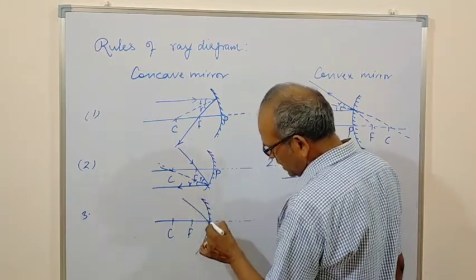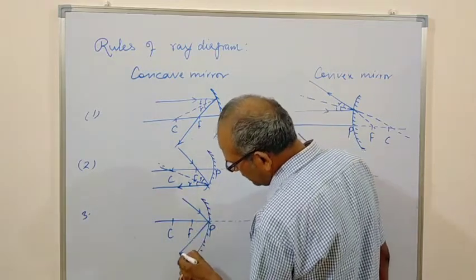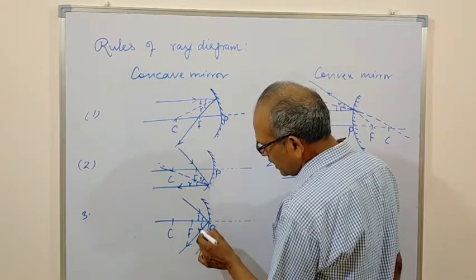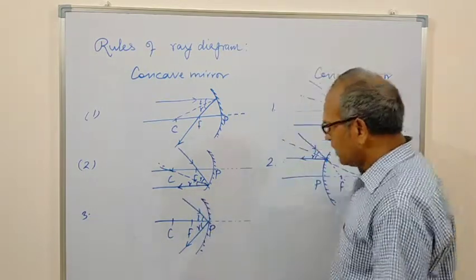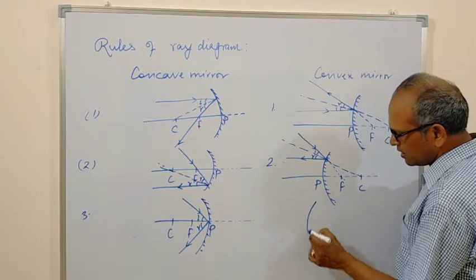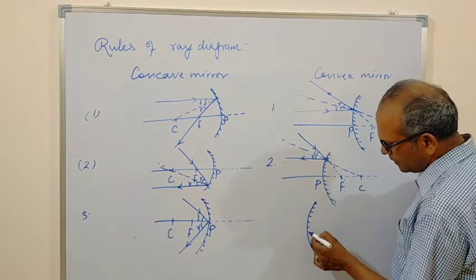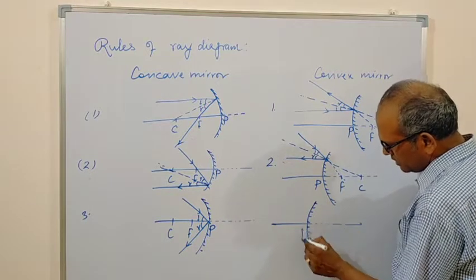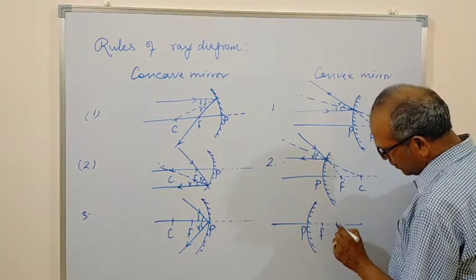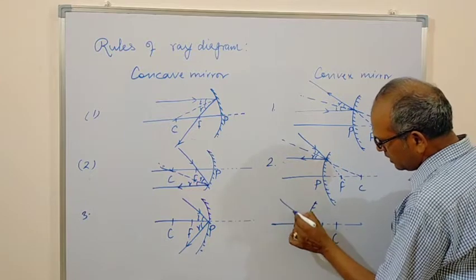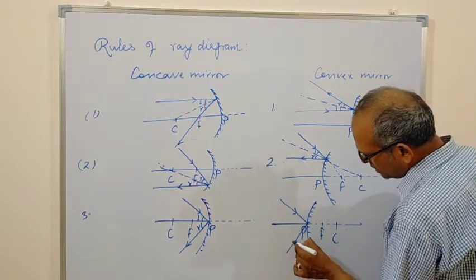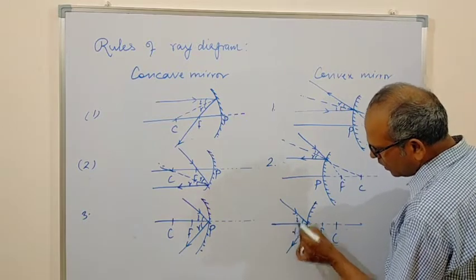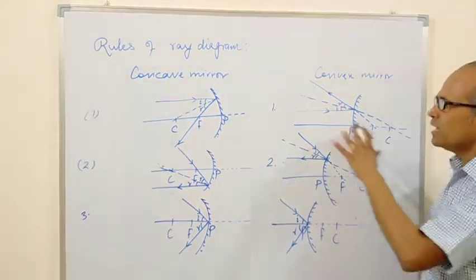If it is incident at the pole, then it will be reflected below the principal axis such that angle I is equal to angle R. And if it is a convex mirror, then what will happen? Same thing. If it is incident at the pole, then in this case also it will be reflected just below. So here I is equal to R. So these are the three rules.